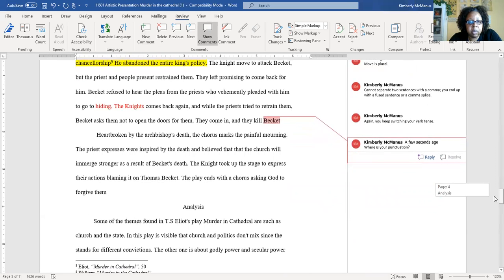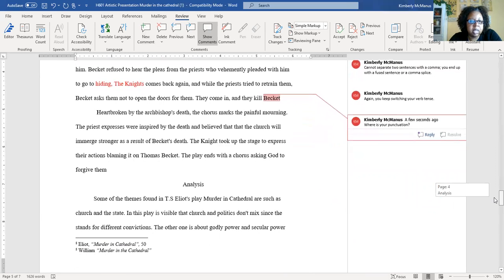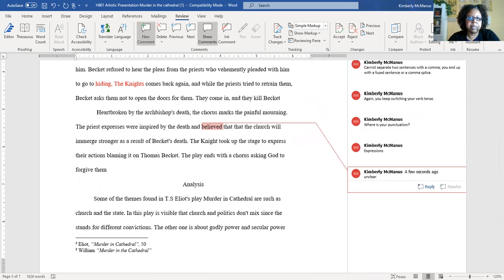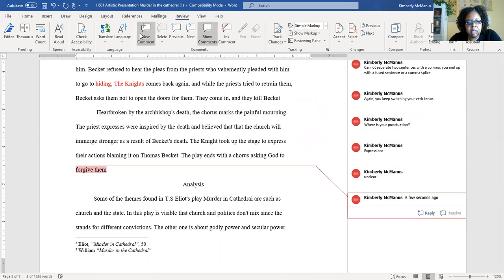Heartbroken by the Archbishop's course marks a painful mourning. The priest expresses were inspired by the death. It's just, it's not clear. Using this right here is not clear. Again, no punctuation. I really hope you went back in this paper.